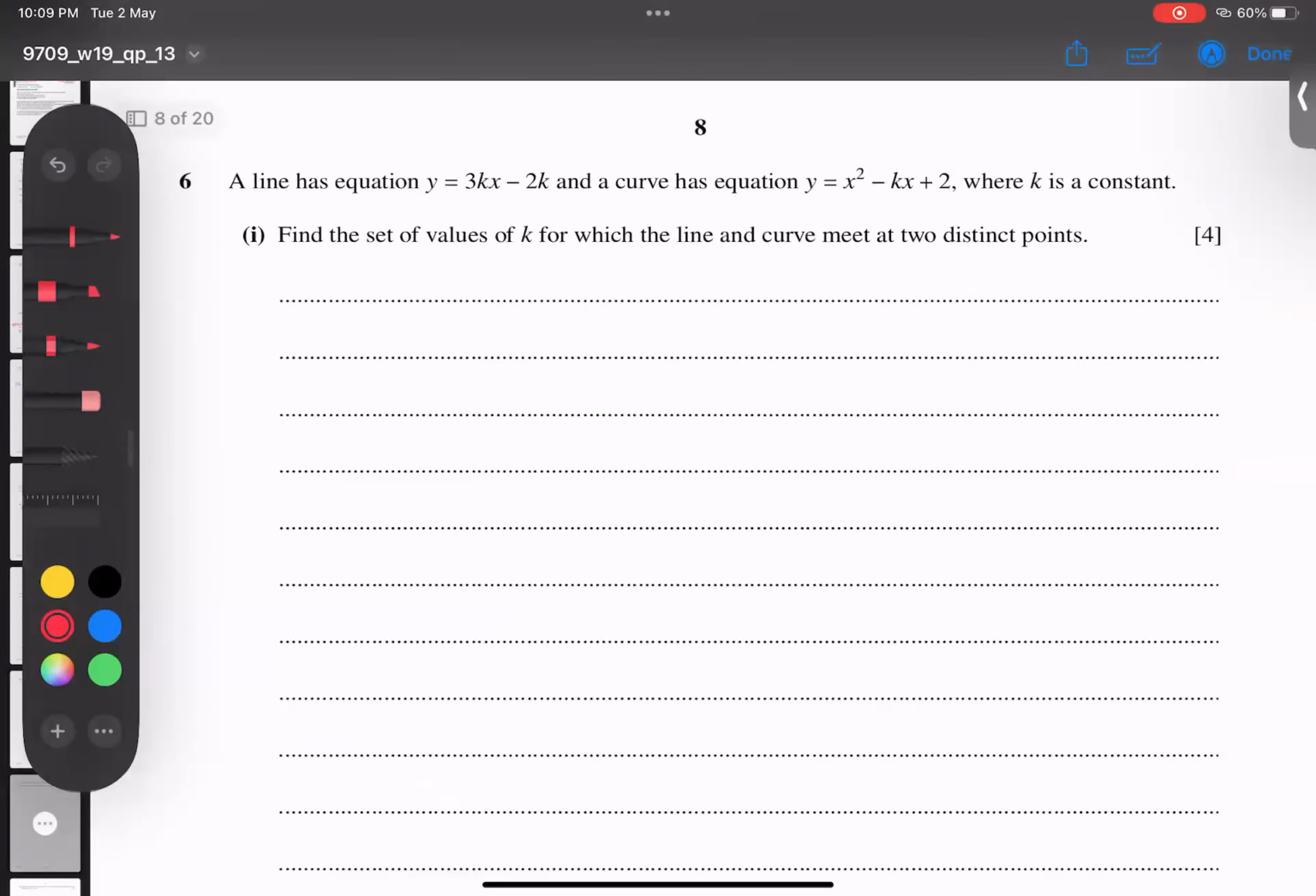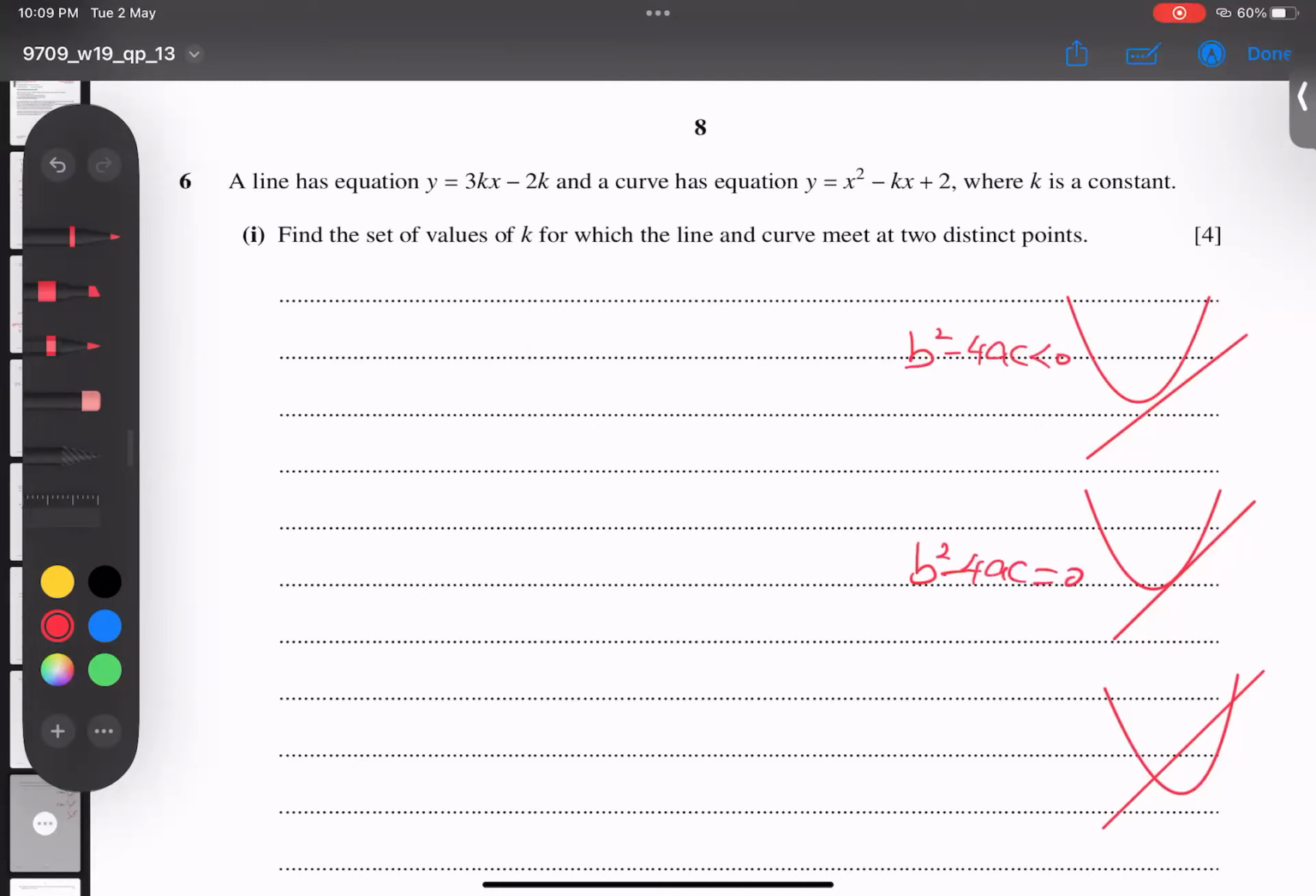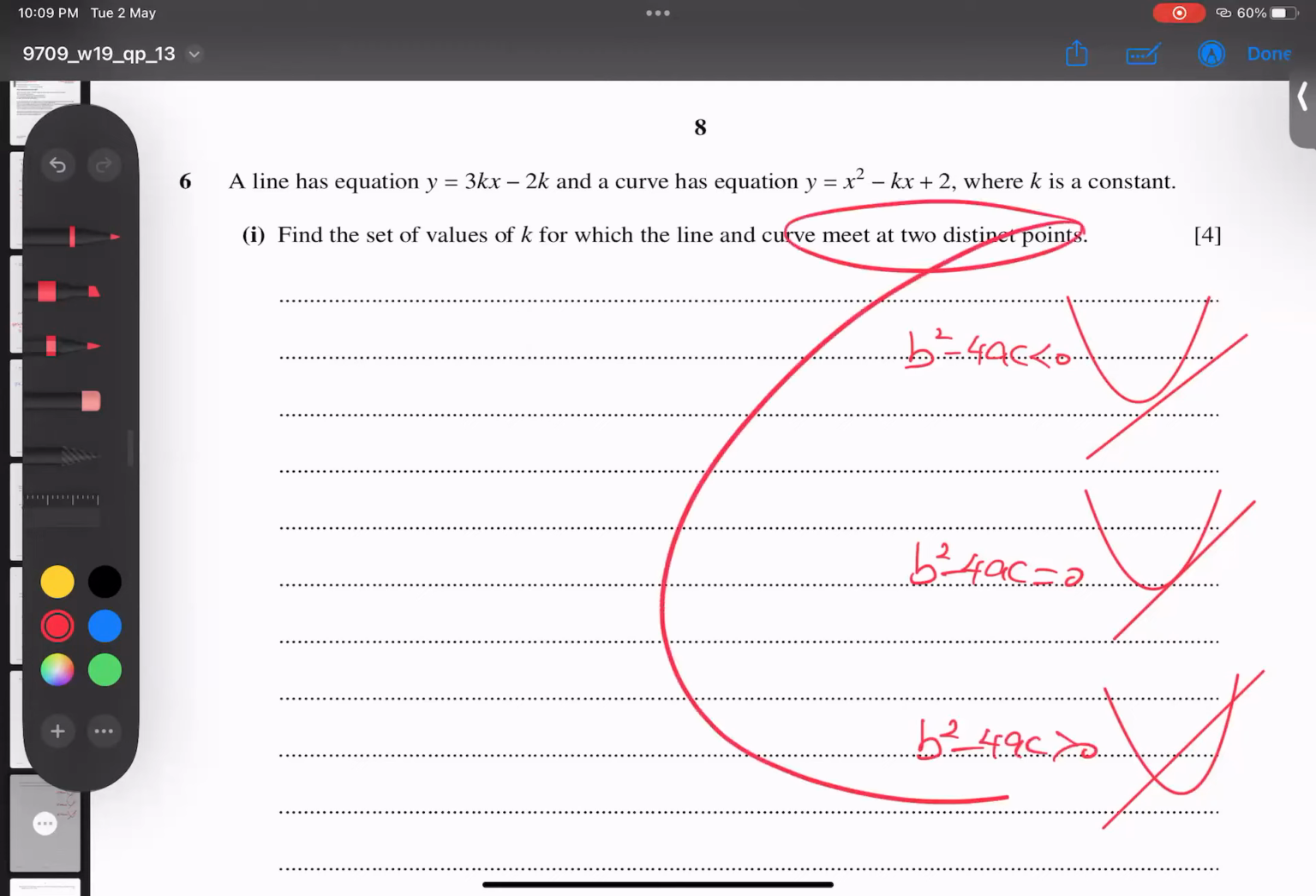Next is question number 6. He gave us a line. You can see, students, a line and a curve is given by him. Find the set of values of k for which the line and curve meet at 2 distinct points. Now the situation is this. We have 3 options in this kind of question. One, the line is not intersecting; second, it is touching only; and third, it is cutting. First option, b squared minus 4ac less than 0. Second option, b squared minus 4ac equal to 0. Third option, b squared minus 4ac bigger than 0. He said 2 distinct points, so we will take the third option.